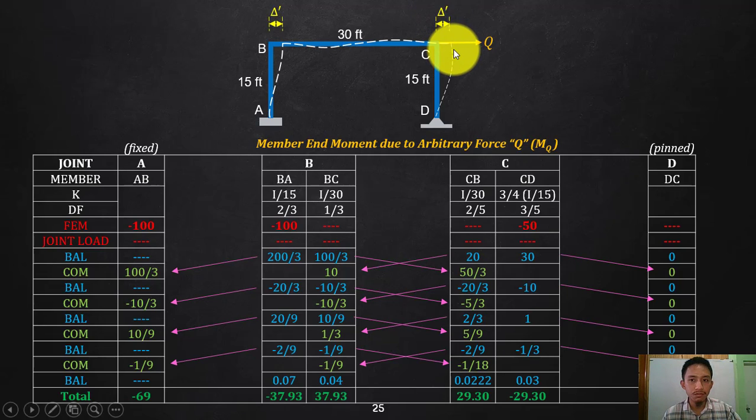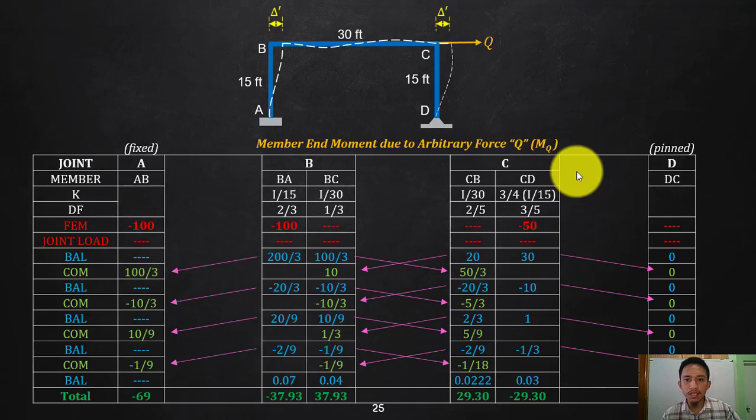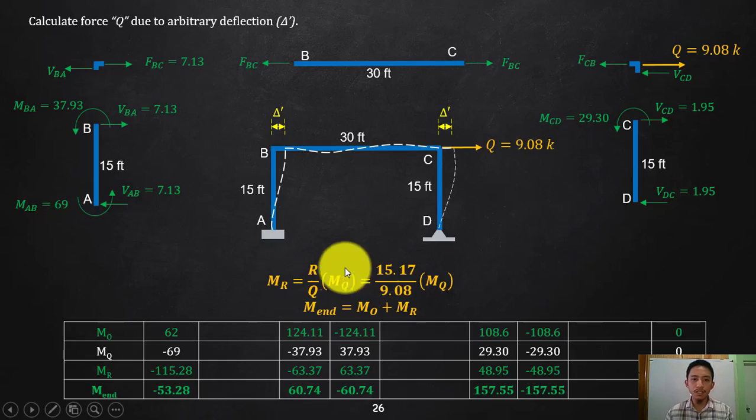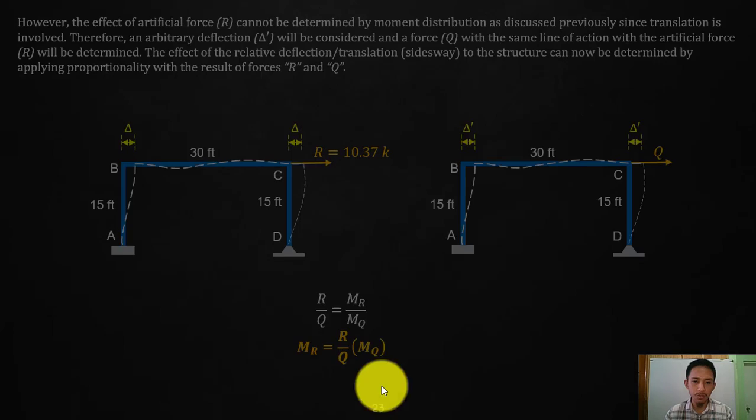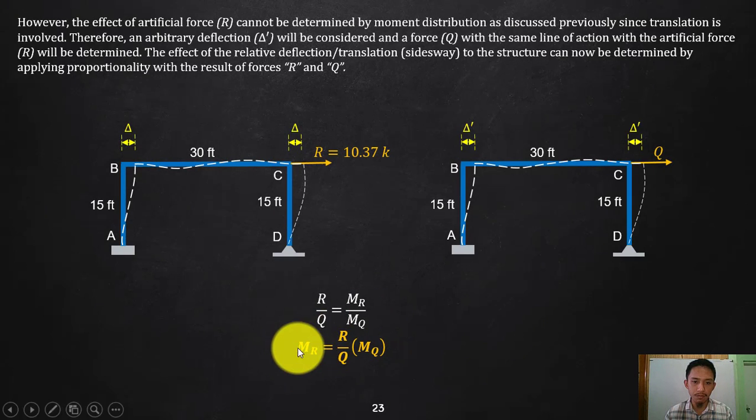So that is not what we will be using, since what we need is the M sub R, isn't it? Add that M sub R to your M sub O, you will end up with the actual end moment. But what we have is M sub Q. And again, what I've said is all we need to do is use what we derived for the ratio and proportion a while ago for the value of M sub R.